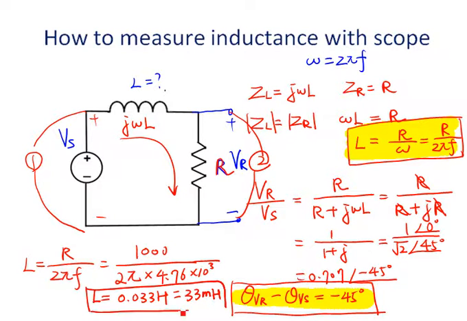So we cannot measure the inductance directly using an oscilloscope, but here we can measure the voltage phase angle first and adjust the frequency to make the phase angle equal to negative 45 degrees. Under that condition, we have derived that inductance should be R over 2 pi F. So the final result is 33 millihenry.